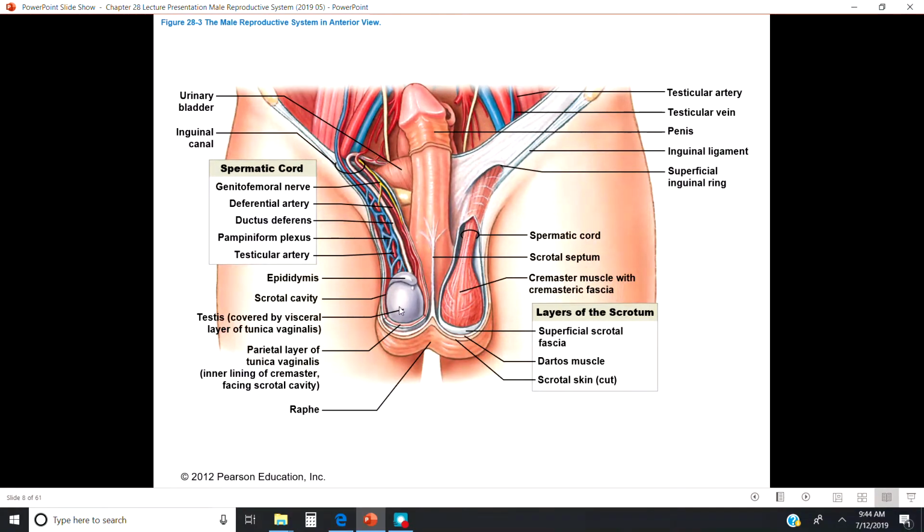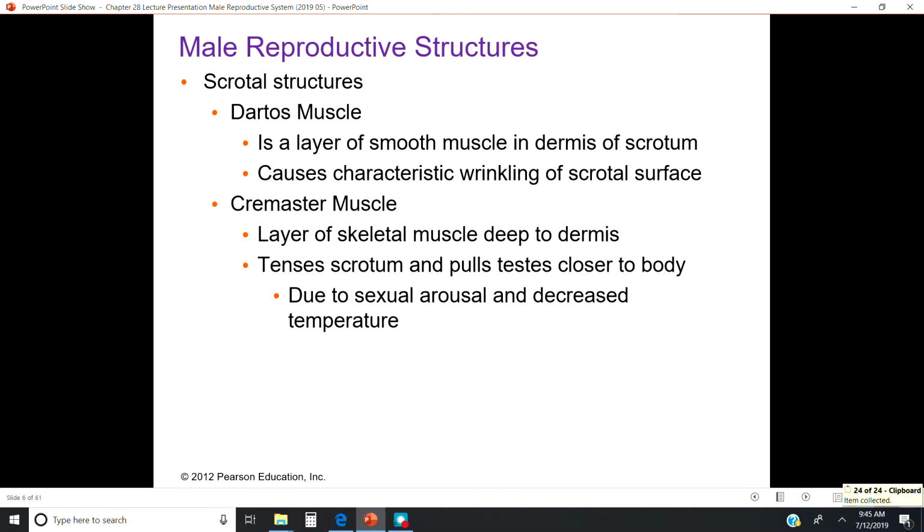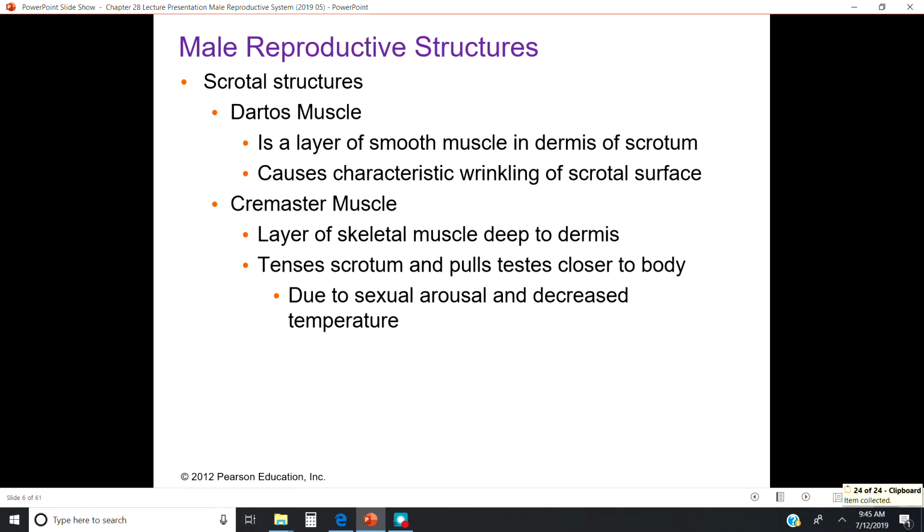Now, there's a space between the one on the testicle and lining the wall, and then in that little space there would be a little bit of that serous fluid. Like I said, that's going to reduce the friction. Okay, so that's everything for this slide. Let's take a look at a couple other scrotal structures.